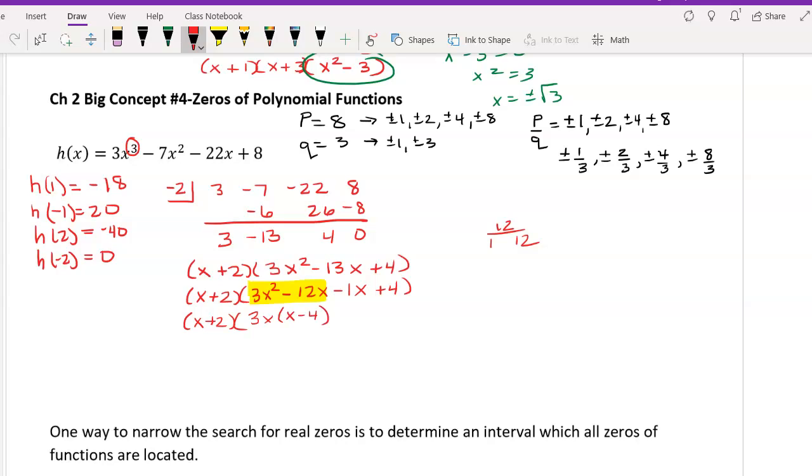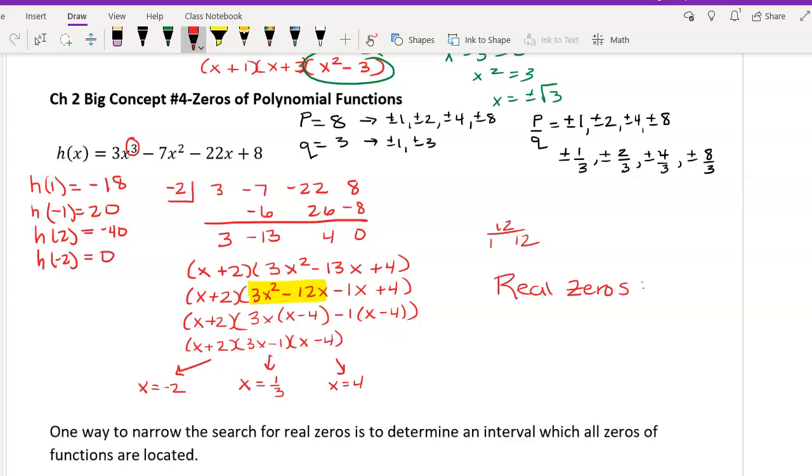All right, well, I know that our second binomial term has to be x minus 4. Right now I have negative x plus 4, so that greatest common factor is actually that negative 1. So when I pull this all down, I have x plus 2, 3x minus 1, x minus 4. So we know that this gives us x equals -2. This one gives us x equals 1/3. And this one gives us x equals 4. There are our 3 zeros, which means our real zeros are as follows. X equals -2, x equals 1/3, and x equals 4.